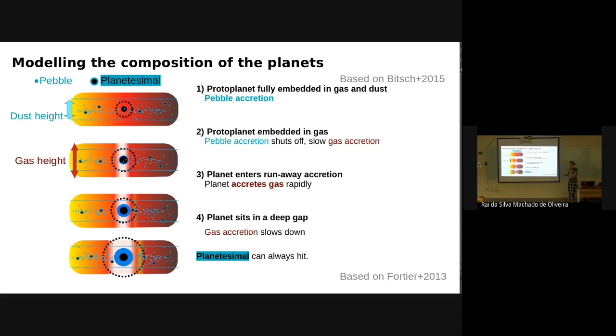But one thing we have to keep in mind is there are still these planetesimals around, and they can still continue to hit the planet all the time, all the while all of this is happening. And the larger the planet gets, the more efficient this becomes, because it has a larger cross section.